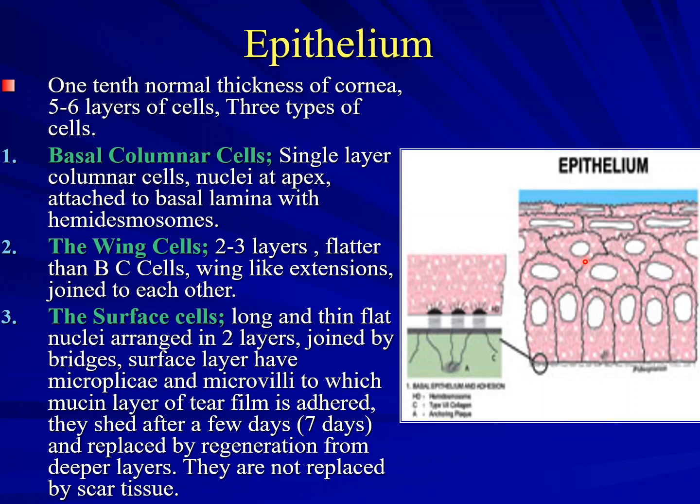The surface cells are 2 cell layers. These have long, thin, flat nuclei arranged in 2 layers joined by bridges. The surface layer has microplicae and microvilli, to which the mucin layer of the tear film is adhered. They shed after a few days, about 7 days on average, and are replaced by regeneration from the deeper layers. They are not replaced by scar tissue.